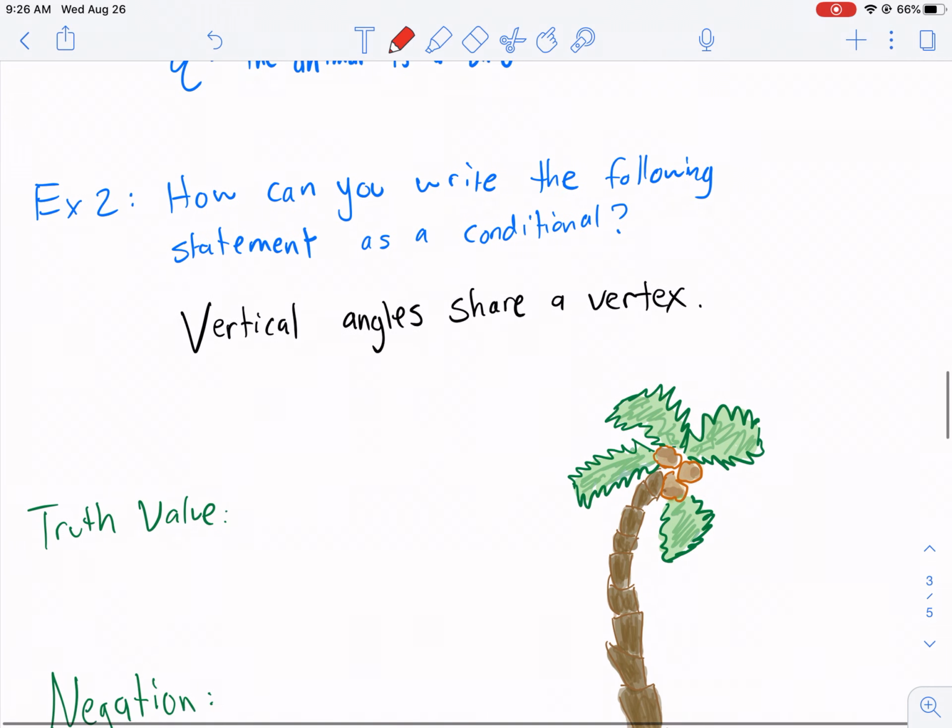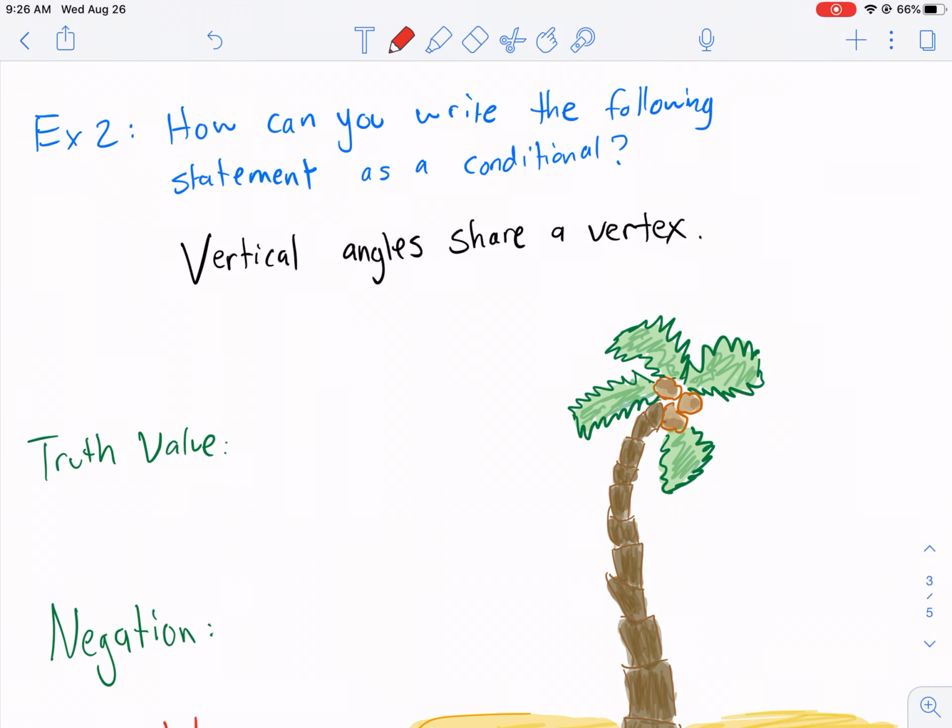Moving on to more mathematical terms. How can you write the following statement as a conditional? Vertical angles share a vertex. First, we should probably understand what vertical angles are. Vertical angles are when you have a line like this, a line like that, and then the vertical angles would be these ones, okay? Vertical angles have the same measure, so if this is 40 degrees, that is 40 degrees, and those are vertical, okay?